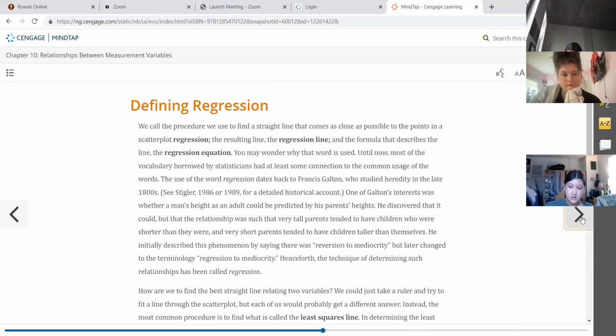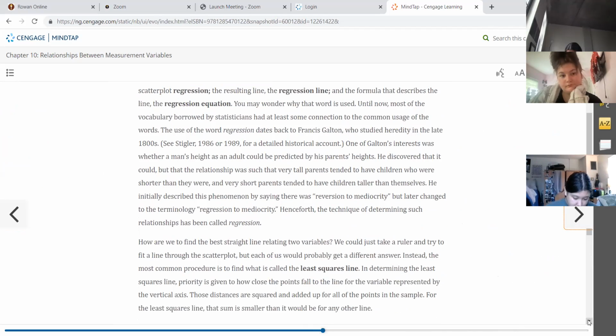Now, the regression line, which goes through these various points, is the best fitting line. Sometimes it's called the line of best fit.